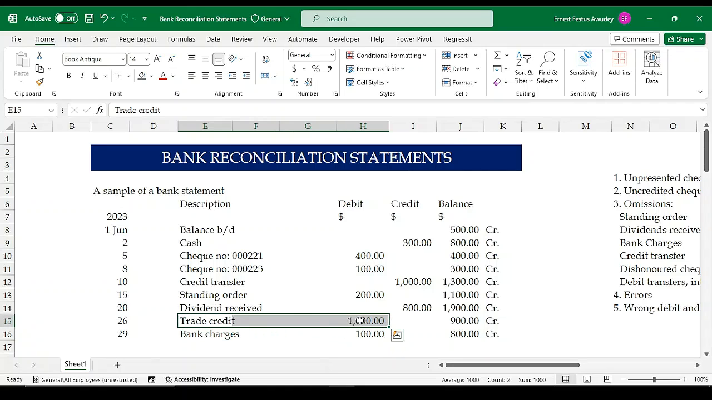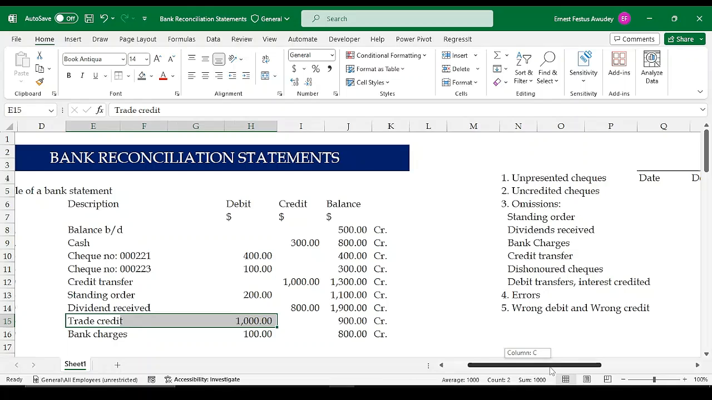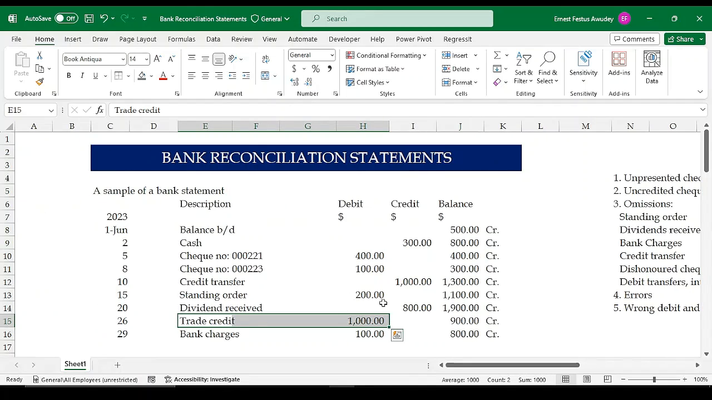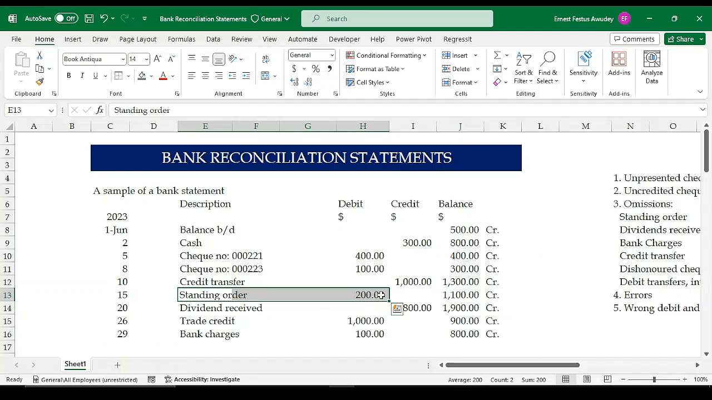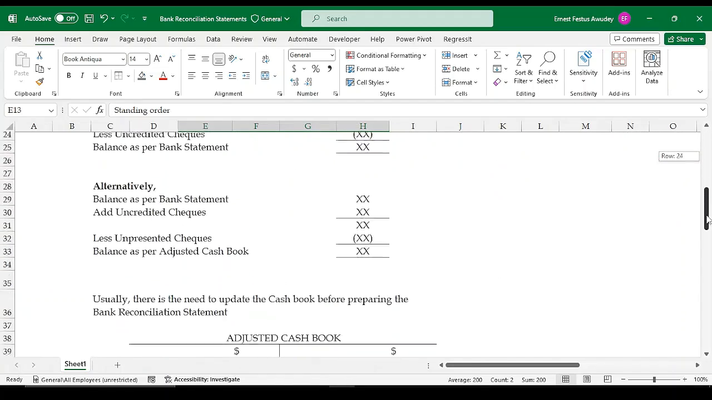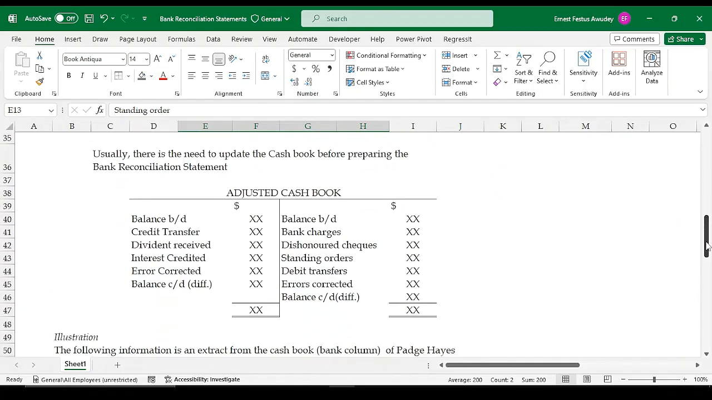Trade credit. This trade credit here means we are paying a supplier. That's a payment there. We are paying our creditor or our supplier there. It's at the debit side, so it confirms that it's a payment. Standing order is at the debit side here, so it's a payment. They should all appear at the credit side of the adjusted cash book. Now, this is how the adjusted cash book works. Let me reserve that for now. When we get to the calculation, I will show you exactly how the adjusted cash book works.